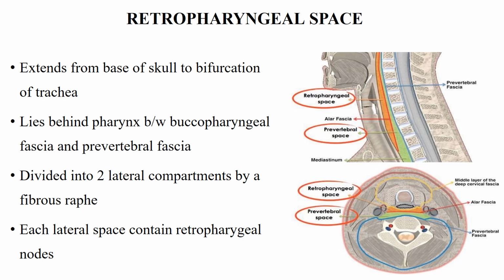Retropharyngeal space lies behind the pharynx between the buccopharyngeal fascia, which covers the pharyngeal constrictor muscles, and prevertebral fascia. It extends from the base of skull to the bifurcation of the trachea. The space is divided into two lateral compartments, known as spaces of Gillette, by a fibrous raphe. Each lateral space contains retropharyngeal lymph nodes, which usually disappear at the age of 3 to 4 years.